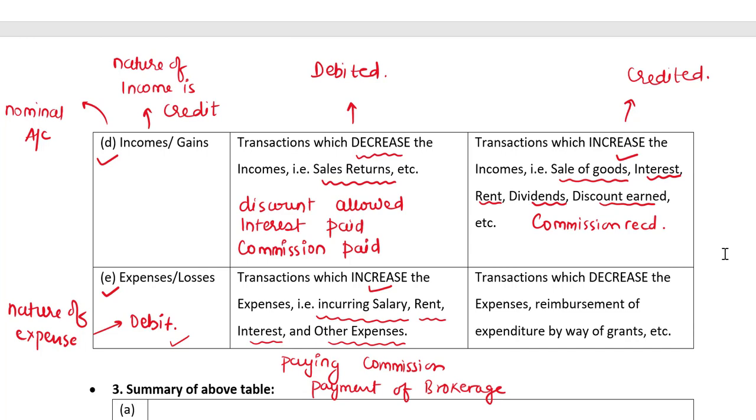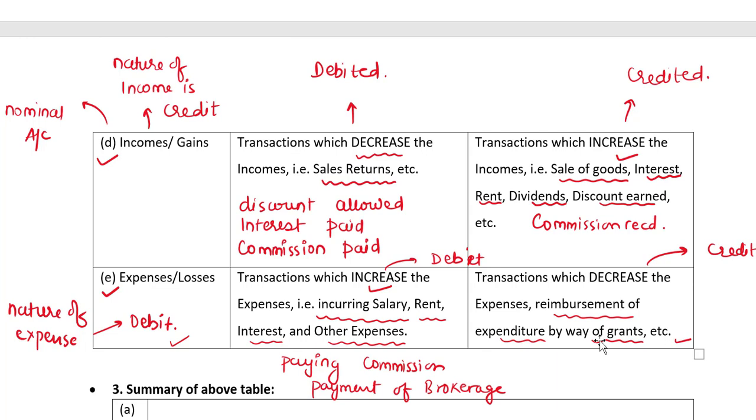Transactions which decrease the expenses, like reimbursement of the expenditure by way of grant. So in these cases, the expenses need to be decreased, and so it is to be credited. Over here, the increased part, it is to be debited. Is it clear to all of you? I believe it is clear to all of you.